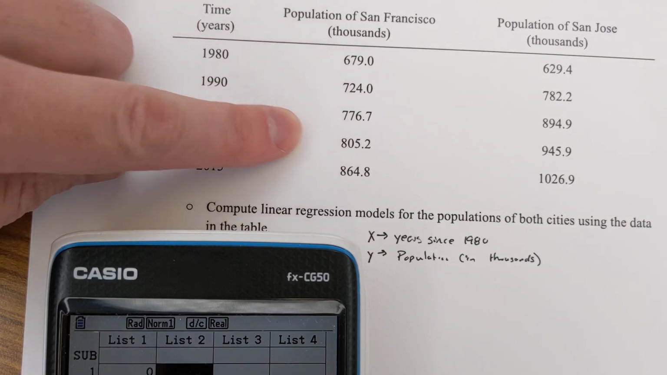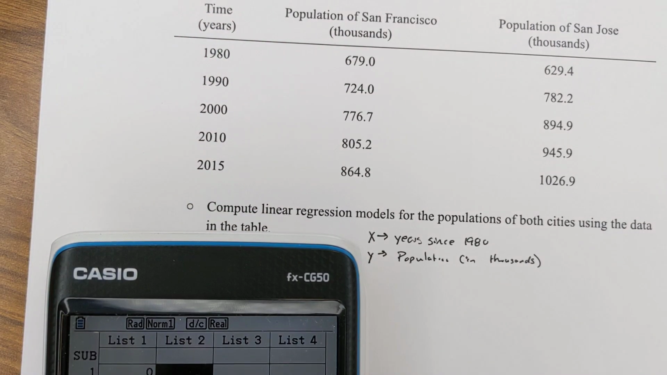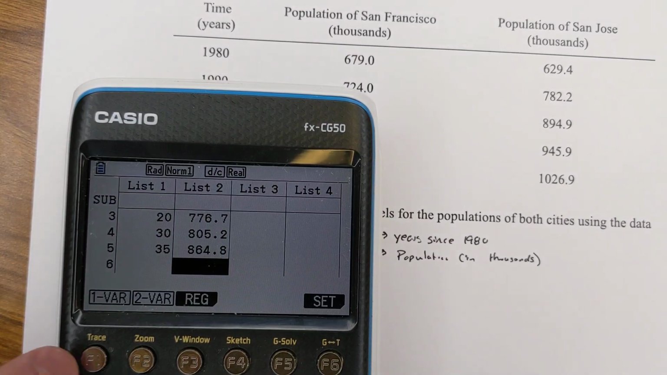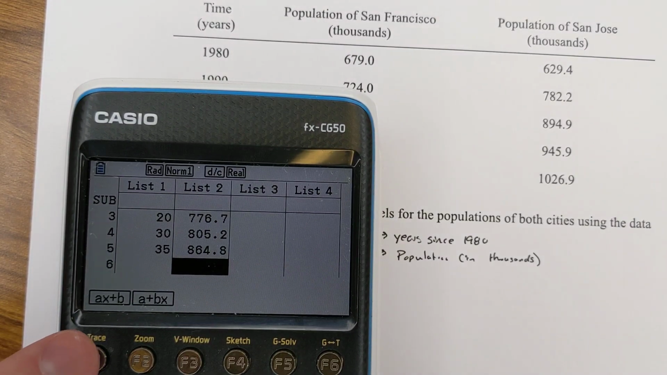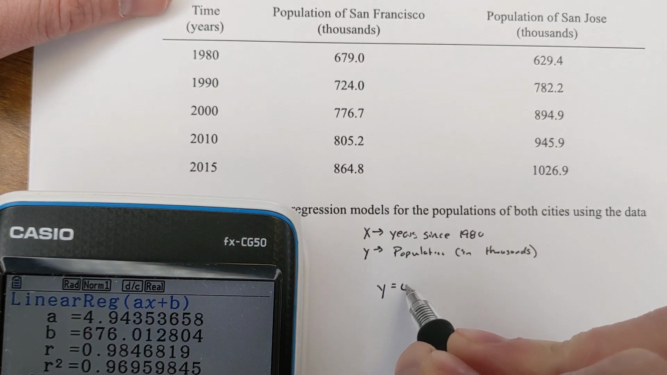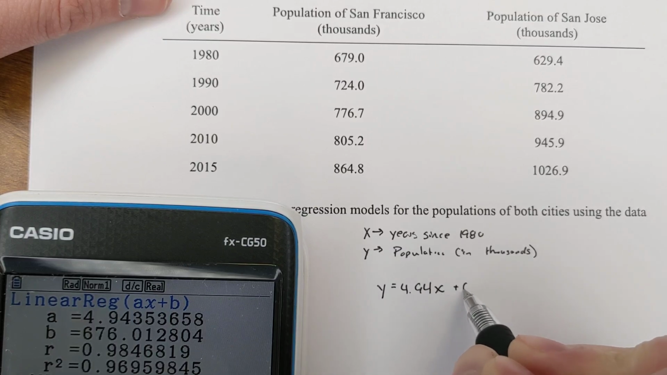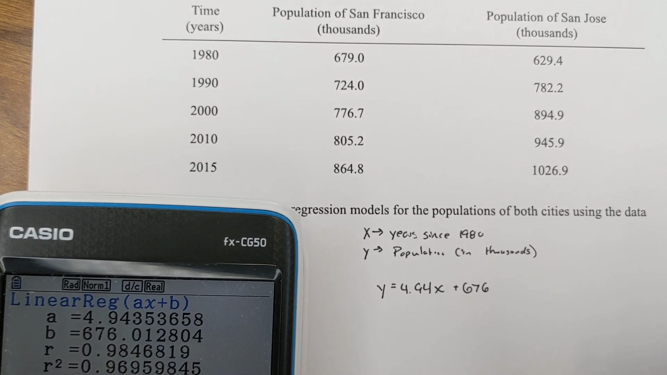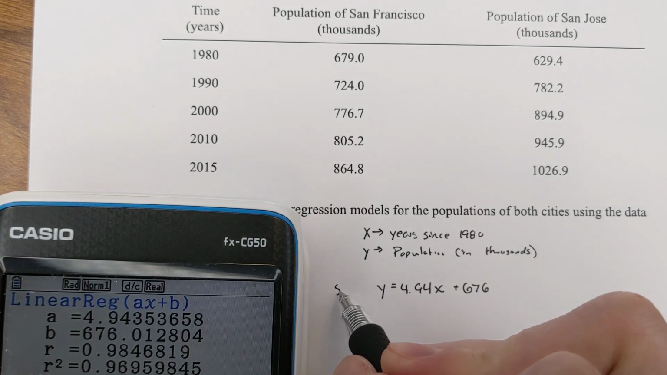List 2 here is going to be my population. So 679, 724, 776.7, 805.2, 864.8. And then I'm going to calculate a regression line that is linear, ax plus b. So for San Francisco, y equals 4.94x plus 676, call it that. So that's my linear regression model, and this is San Francisco.